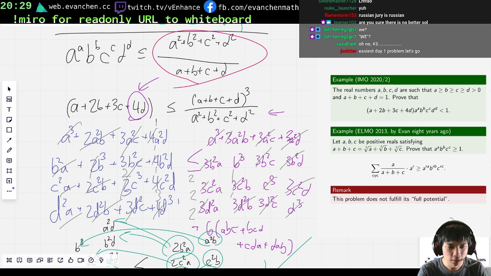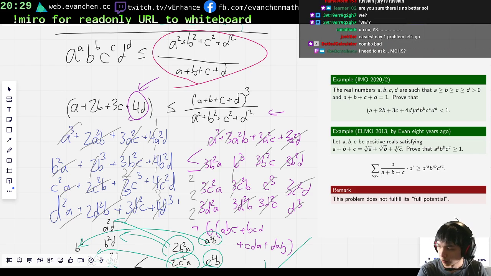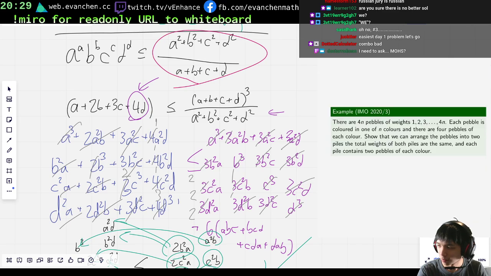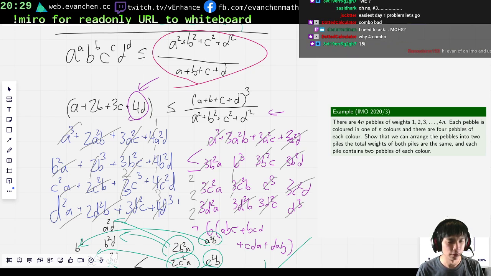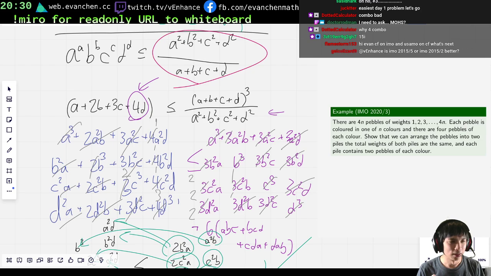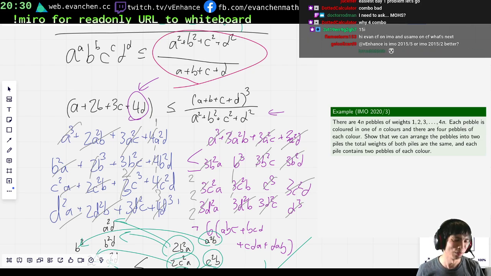Alright, I need to ask Mose, definitely at least 25 for the inequality. I'll tell you this right now. That inequality you just saw is a 2-5 because it's so unbelievable that something like that would actually work. Is IMO 2015 5 or 2015 2 better? I like 2015 2 better, honestly. But that's just because I'm not a functional equations type person.